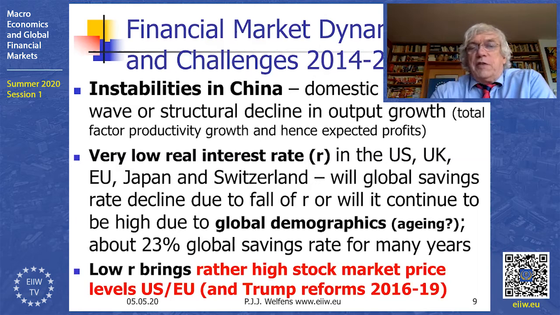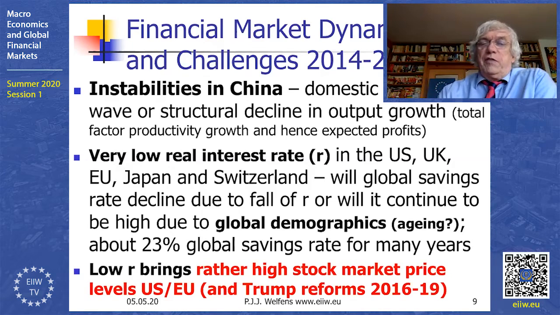Of course, relatively low real interest rates bring rather high stock market price levels in the US and the EU. We have had also certain reforms of US President Trump, 2017 to 19. But his plans, of course, go back to his campaign in 2016. And some of the reforms simply are reductions of the corporate tax rate, which also should normally drive up stock market price levels. And Trump made it much easier for multinational companies to bring back, let's say, profits from abroad. And with that additional liquidity, then many firms decided to buy back stocks, which drove up stock market prices very strongly in the US.